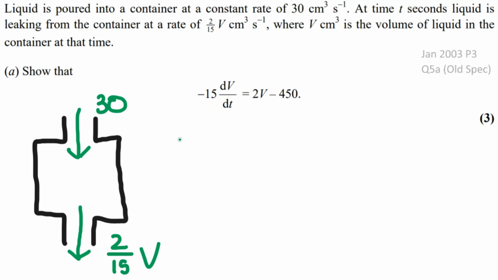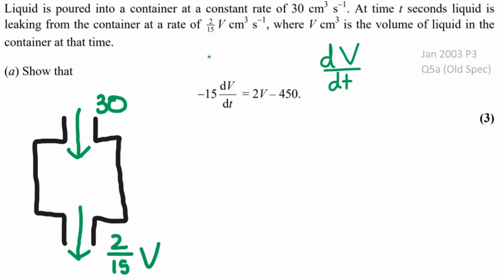So we need to consider what differential equation is going on, and you can see that for both of these they're both rates, so it's going to be d something over dt, and both of these are going to be affecting this V here, the volume of liquid in the container at a particular point. Liquid is being poured into the container, so that's going to increase the volume of liquid in the container, and liquid is leaking from the container, so that's going to decrease the volume of liquid in the container. So this rate here is going to be increasing the volume, but this rate here is going to be decreasing the volume. So as it's the volume, it's going to be dV over dt.